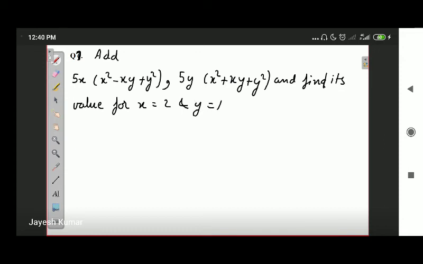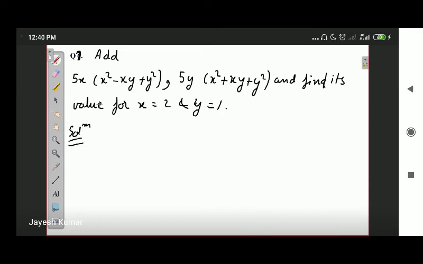I am writing down the question for the students who don't have their book presently. You don't have to write down these questions in your book. So this is the question. First of all, we have to add these two terms, then we have to put down the values x equals 2 and y equals 1. So let's see. First of all, we will do the addition part.